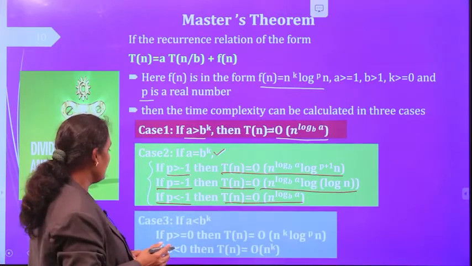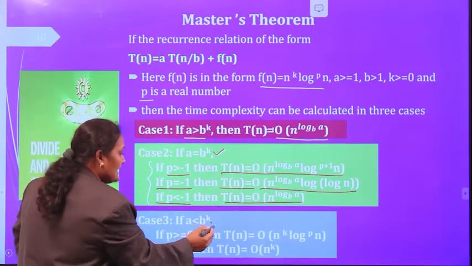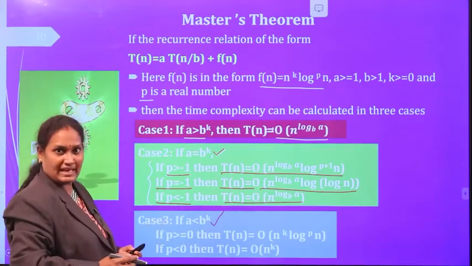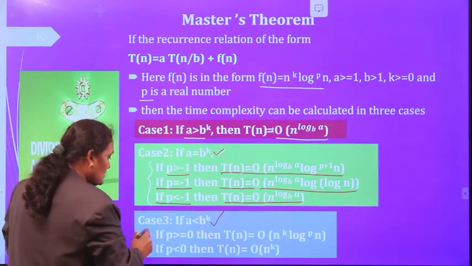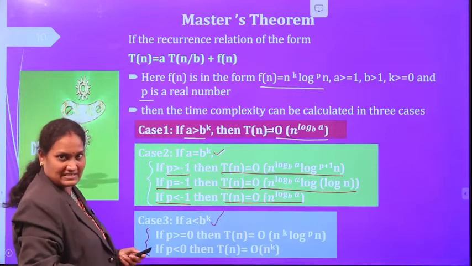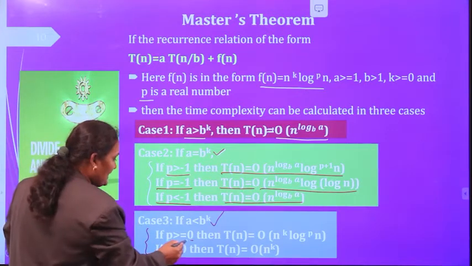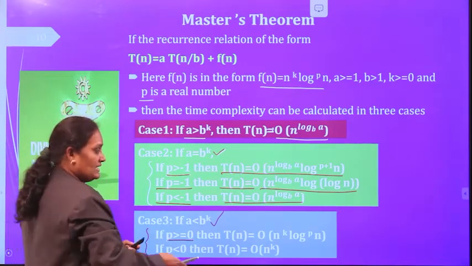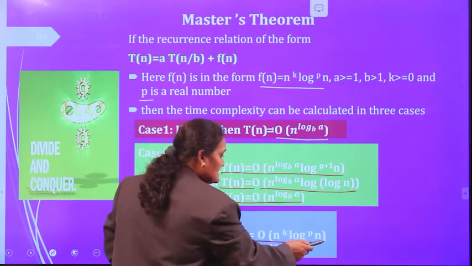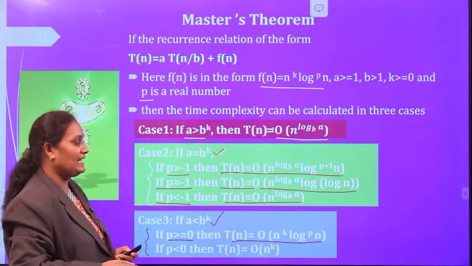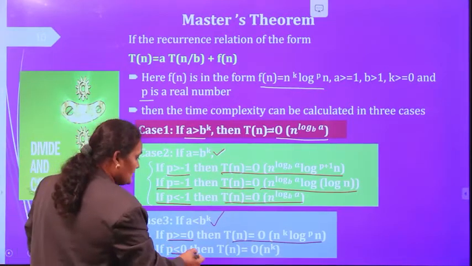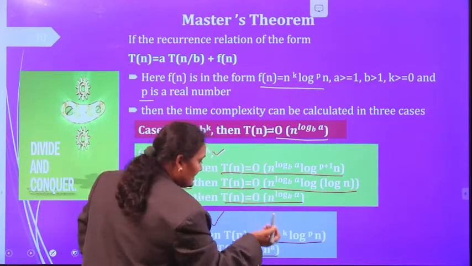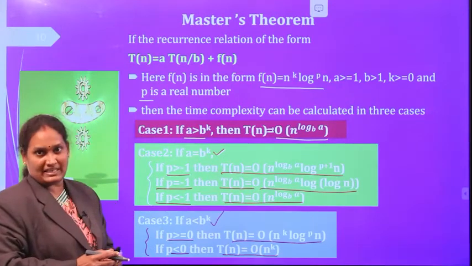The third case is if a less than b power k. Here we have two alternatives to find the time complexity. The first one is if p greater than or equal to 0, then time complexity T of n is equal to big O of n power k log n power p. If p less than 0, then T of n is equal to big O of n power k.